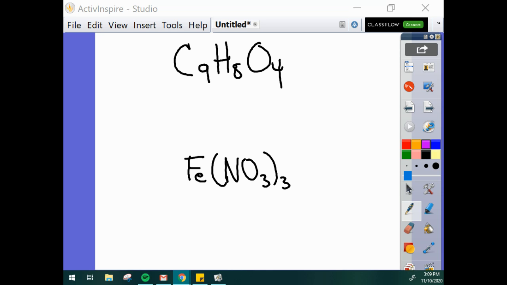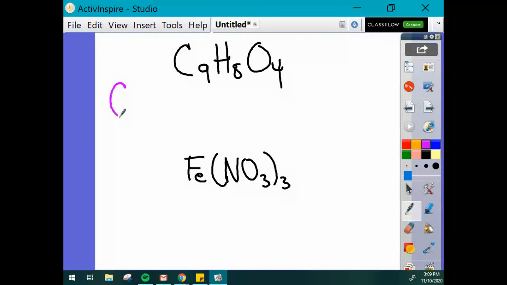Today we're looking at how to count atoms in a molecular compound. To start, the first thing you need to do is look at your molecule and see what elements are present. With our first example here, we have C9H8O4. I'm going to list out the elements that I have: carbon, hydrogen, and oxygen.